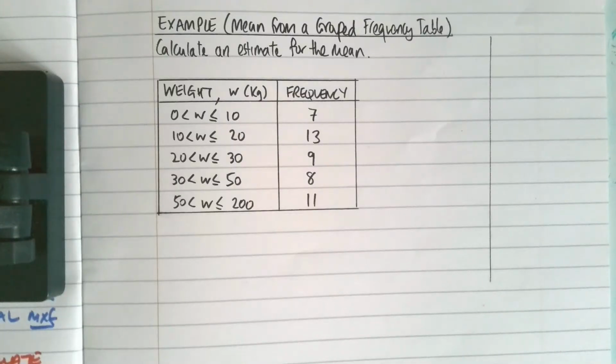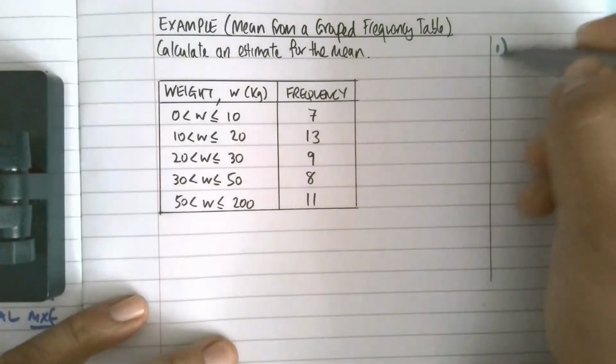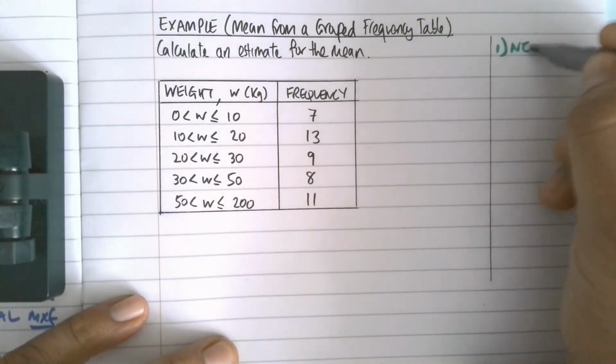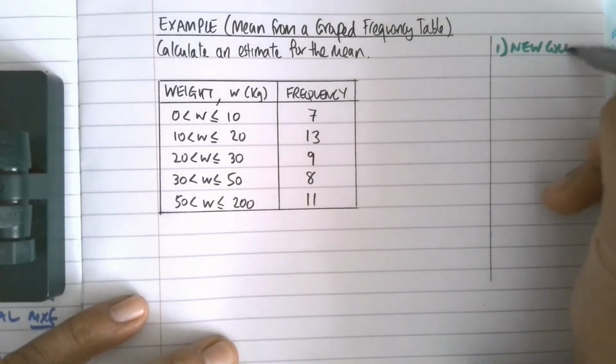We're going to estimate the mean from this group frequency table. Again, we've got the weight of some rocks, and we've got 1, 2, 3, 4, 5 different ranges of weight, and we can see that there's 7 rocks that have a weight between 0 and 10, and 13 between 10 and 20 kilograms, and so on.